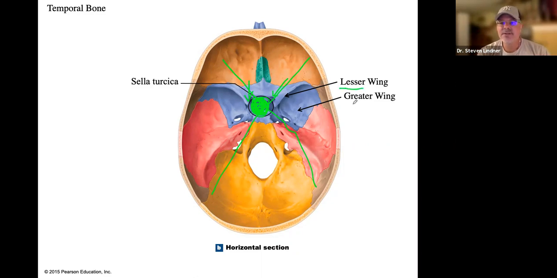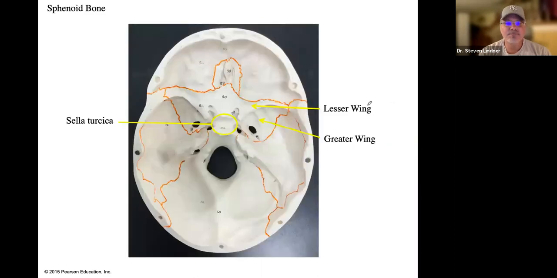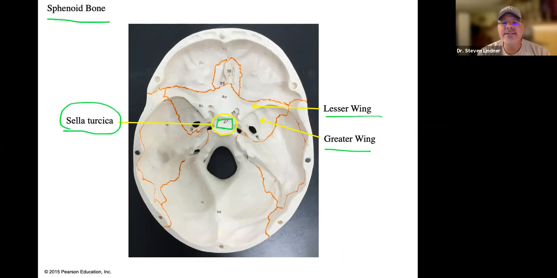Okay, but you have a lesser wing and a greater wing of the sphenoid bone. Let's take a look, see it's properly labeled here, sphenoid bone. This is the lesser wing, here is the greater wing, and here is the sella turcica, which is the Turkish saddle. Now there is a fossa that's here. So the pituitary gland sits in this fossa called the hypophyseal fossa.